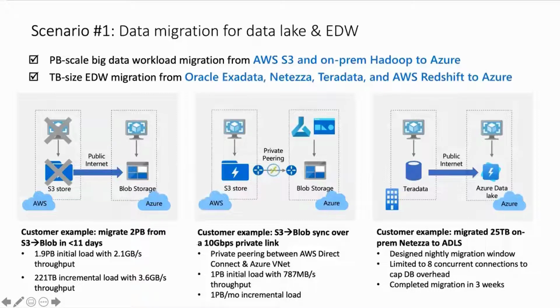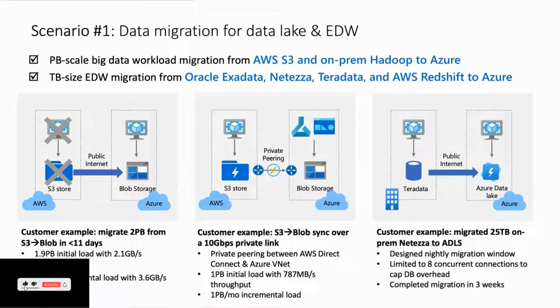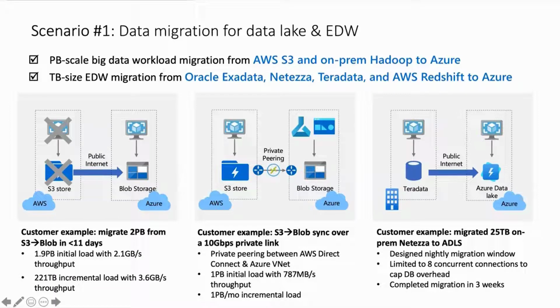So talking about the first scenario, where typically it's petabyte size big data migration from Amazon S3 and on-premise Hadoop systems, and then it could be TB size for the enterprise data warehouses migration, like Oracle Exadata or Netezza and so on. And so these are typical setups. Some network settings might be okay with doing a transfer over the public internet, and you can absolutely use Azure IR in that particular scenario.